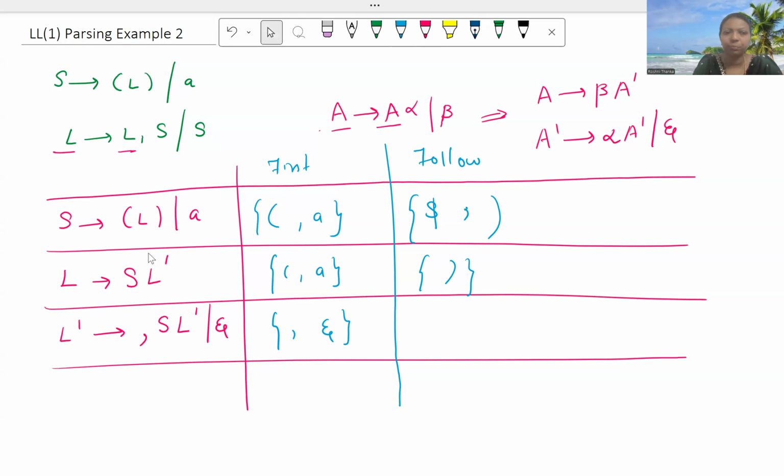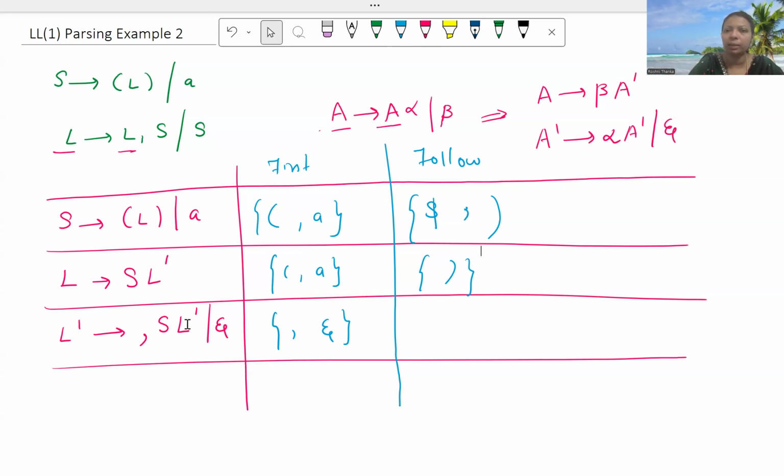So this is over. Now we are finding S. Here also S is there. What is the follow of S? It is L dash, a non-terminal, so you have to find the first of L dash. One is comma, and comma is already there here.